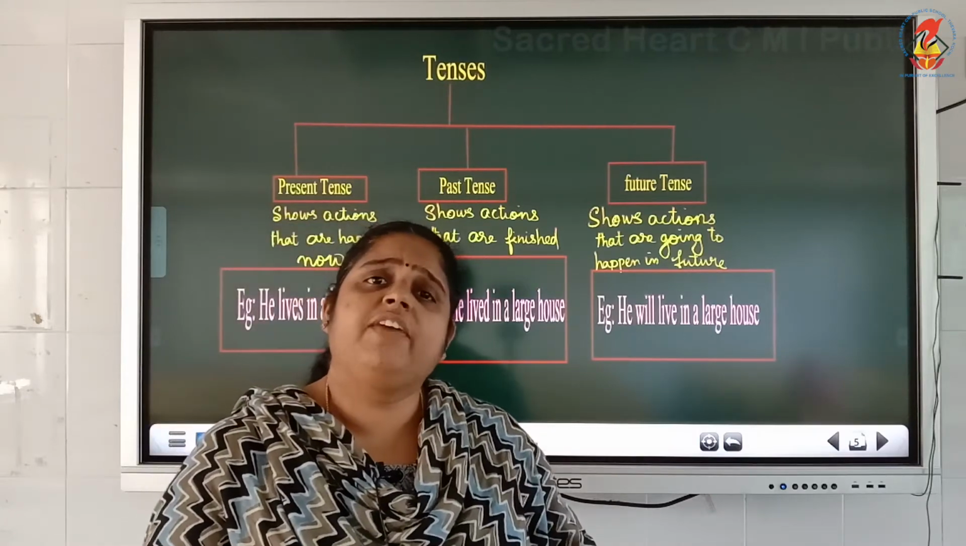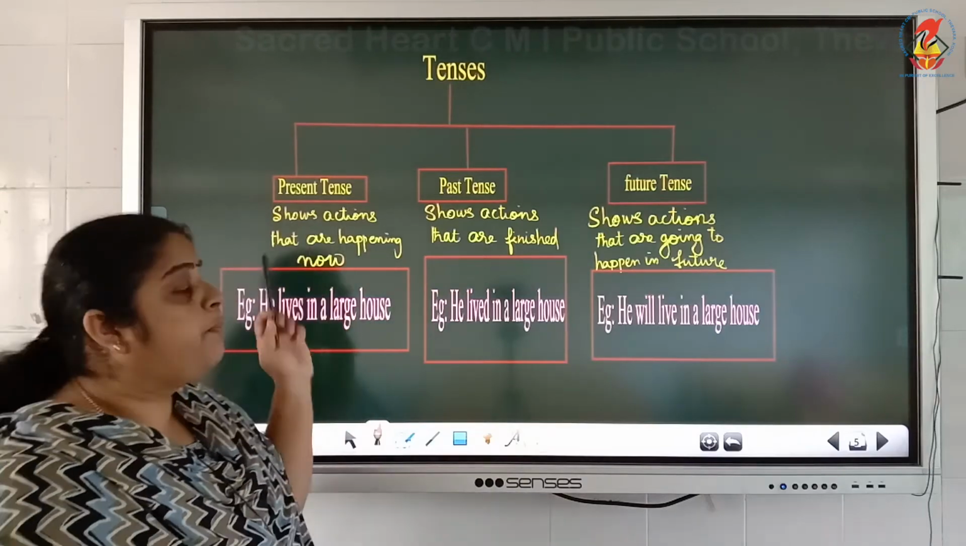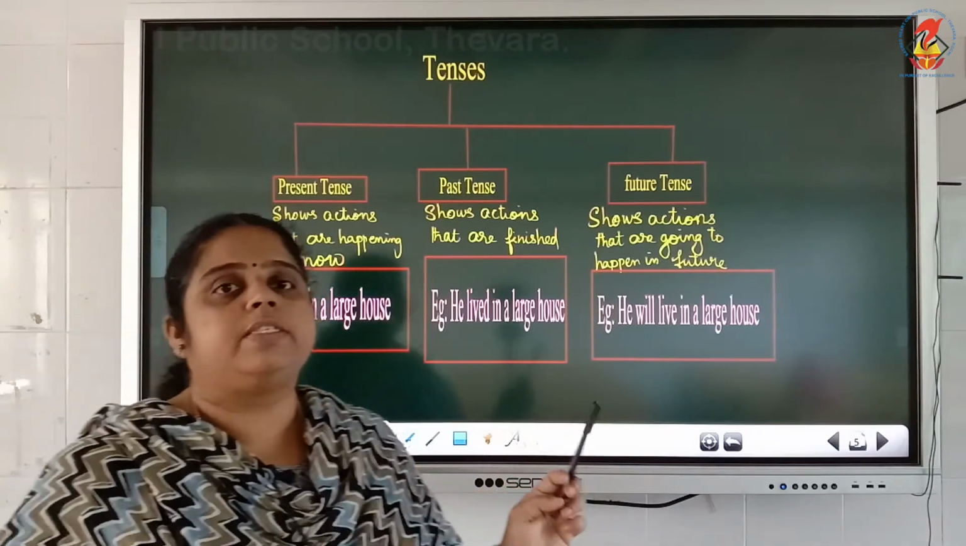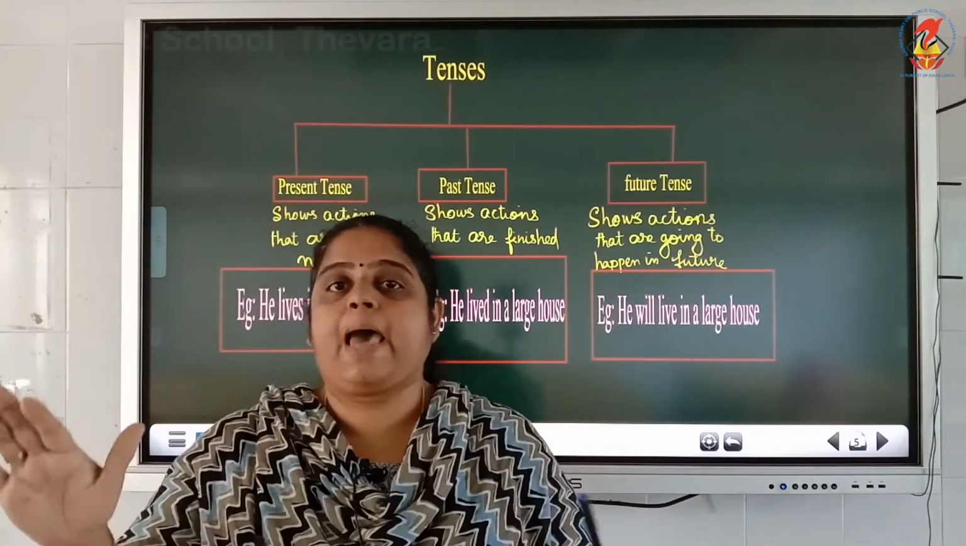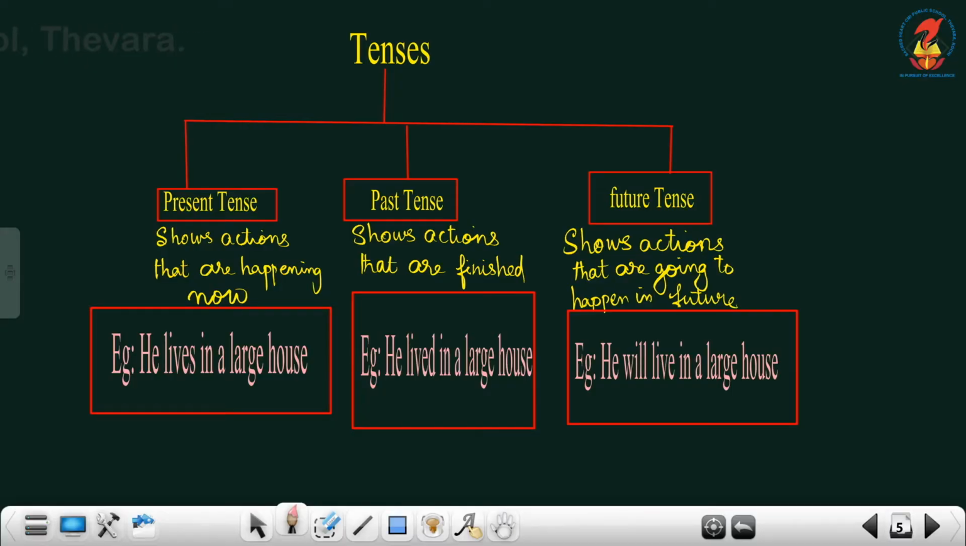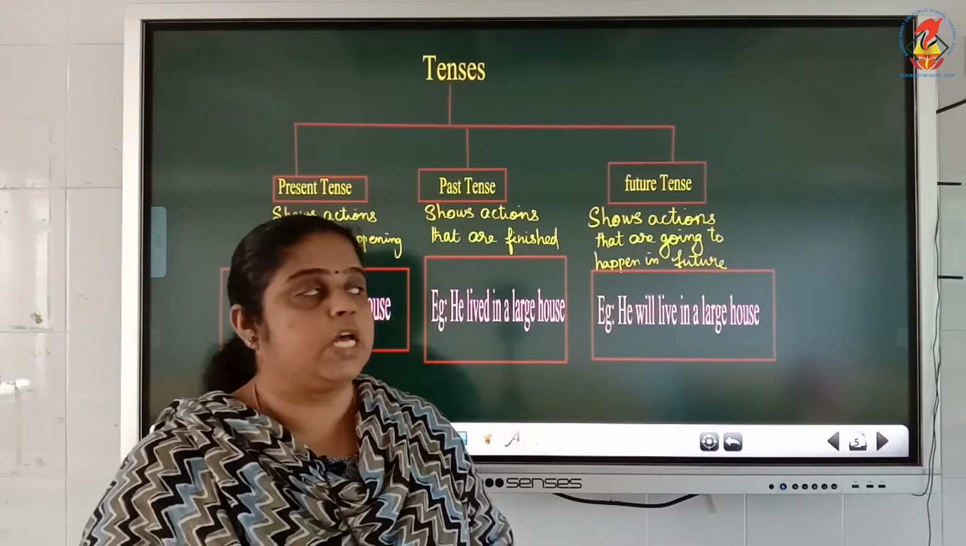In 3rd standard we have already studied the tenses, isn't it? See, a present tense shows the actions that are happening now. So, now what is happening? At present what is happening? That is shown by a present tense. Past tense shows actions that are already finished. The action is over. Okay, that action doesn't exist now.